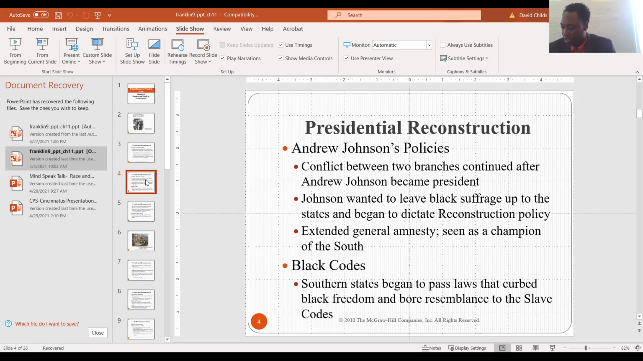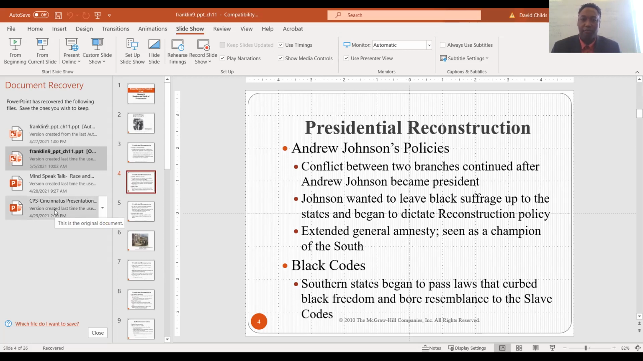"The accession to the presidency of Andrew Johnson after the assassination of Lincoln only deepened the conflict between the two branches of government." So now you have Andrew Johnson. Lincoln was assassinated in 1865, middle of 1865. Andrew Johnson took over. He was a racist. Whenever you see Andrew Johnson's name, you automatically know he's a racist president. He was the opposite of Lincoln. He really was pro-slavery. He really didn't want to see the South lose. He really did not want African Americans to have any rights.